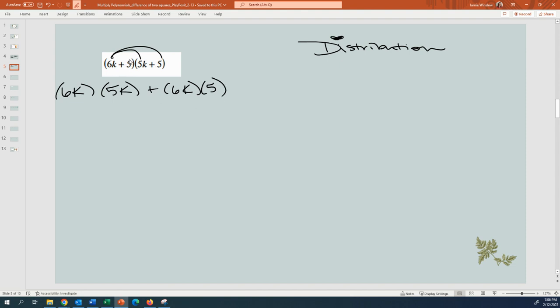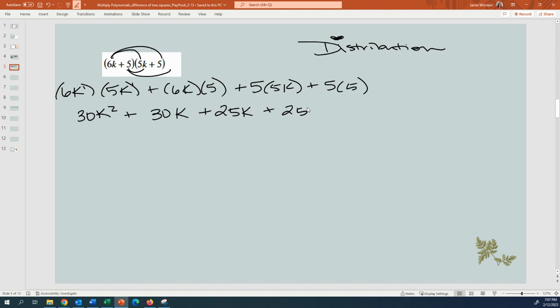And then we'll take the second term. Sometimes I go like this to not mess up my lines. And distribute to everything inside. And 5 times 5. Now we just multiply. 6 times 5 is 30. k times k is k squared. We got another 30k. 5 times 5 is 25k and 25.